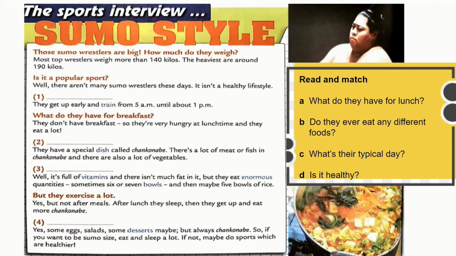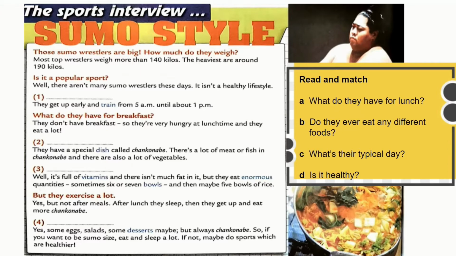What's their typical day? They get up early and train from 5 a.m. until about 1 p.m. What do they have for breakfast? They don't have breakfast, so they're very hungry at lunchtime and they eat a lot. What do they have for lunch? They have a special dish called chankonabe. There's a lot of meat or fish in chankonabe, and there are also a lot of vegetables.